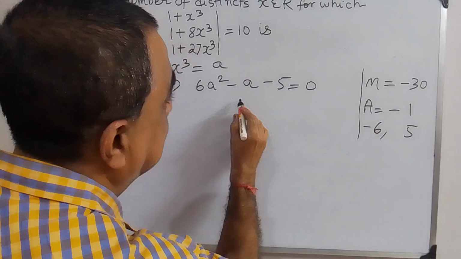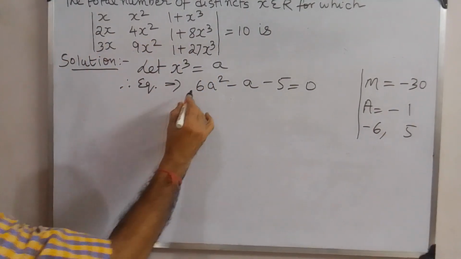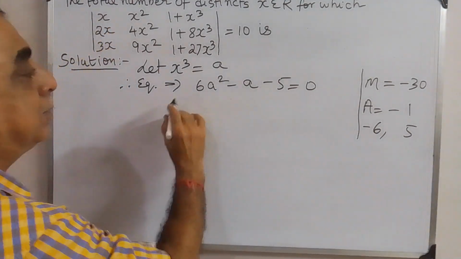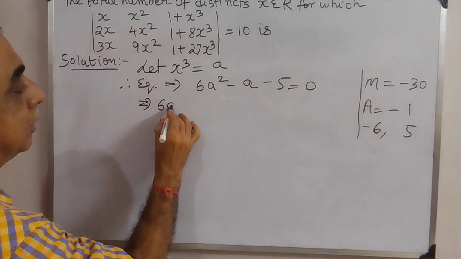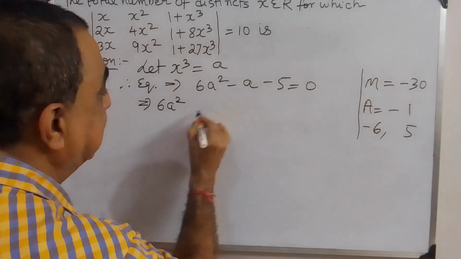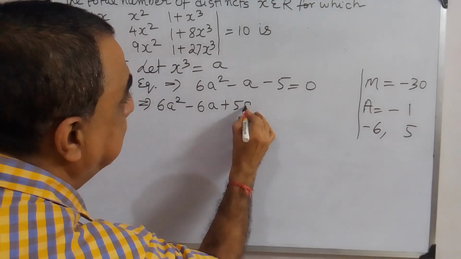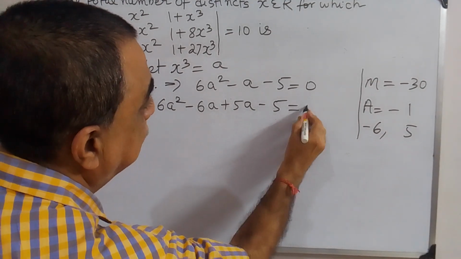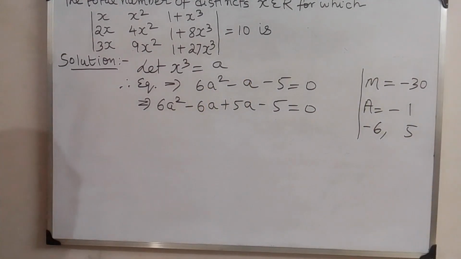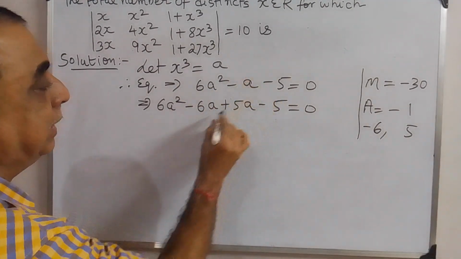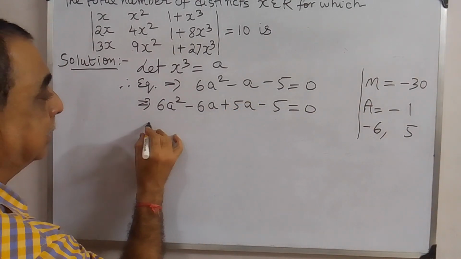So I will break the minus A. I will write minus A as minus 6A plus 5A, and the extreme terms I will just write as they are. So this will become 6A squared minus 6A plus 5A minus 5 equals 0. This equation and the earlier one are identical; only I have changed minus A as minus 6A plus 5A, which equals minus A.